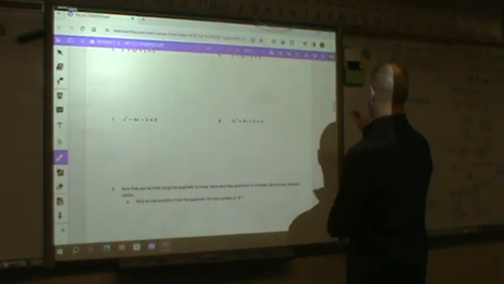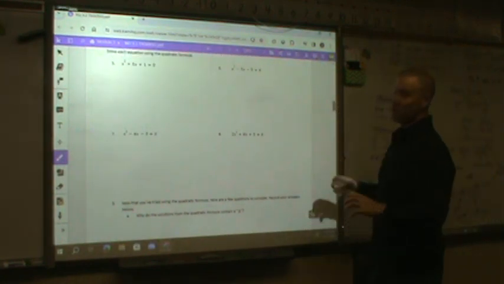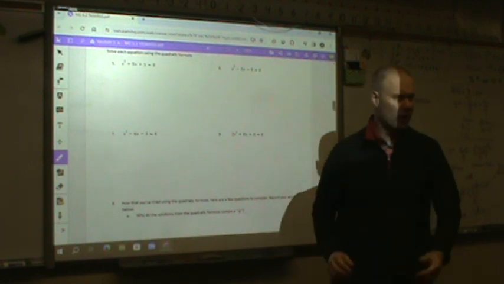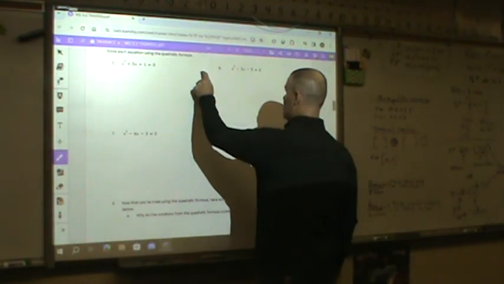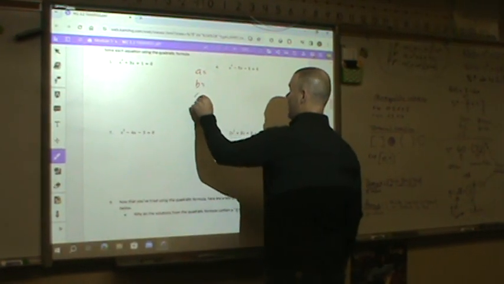So what have we been working on? We've been working on the quadratic formula. Yesterday we did a few of these problems. Today we're going to take it a little bit further as far as estimated solutions and exact solutions. We begin by identifying A, B, and C.